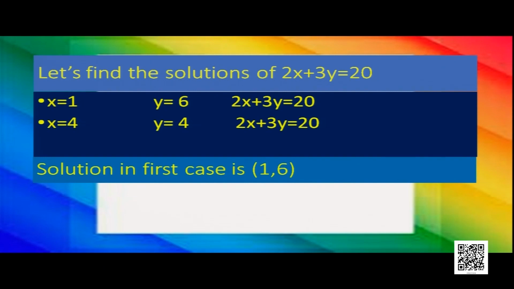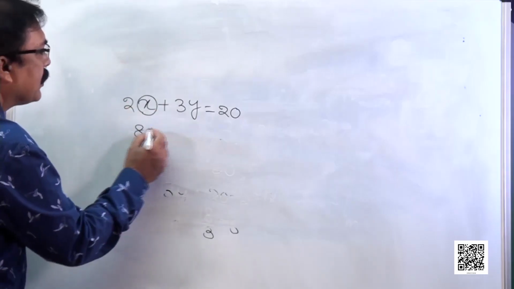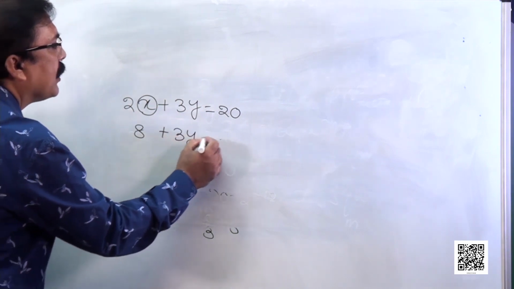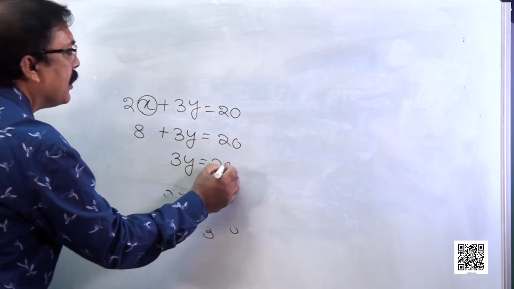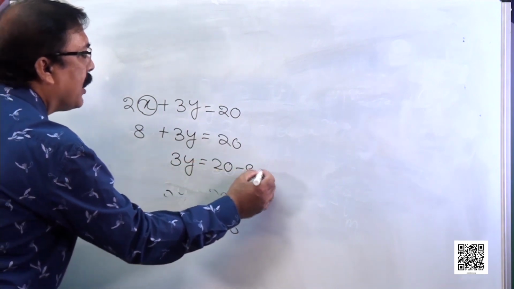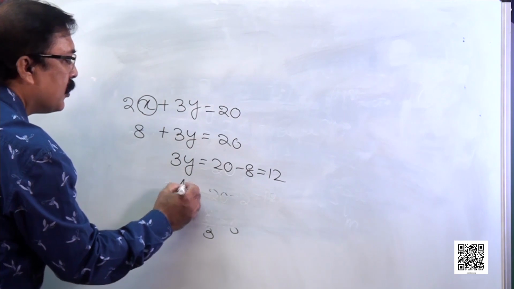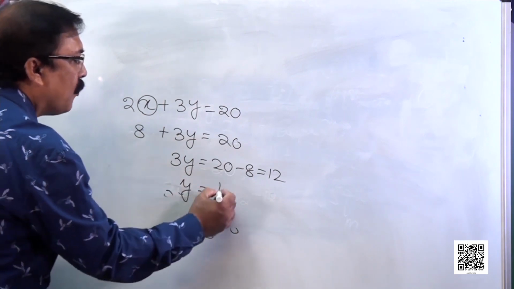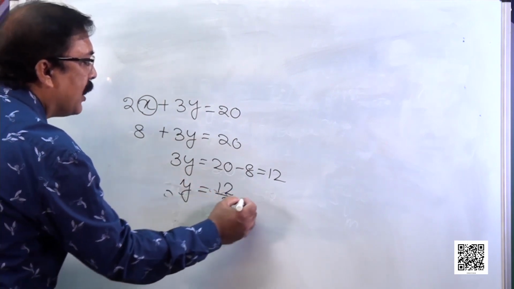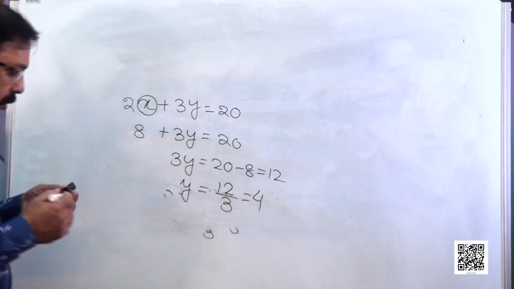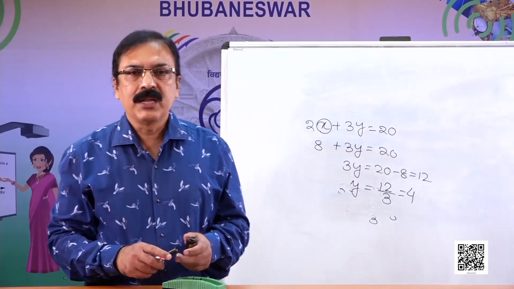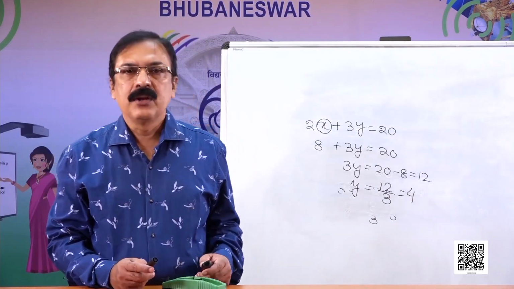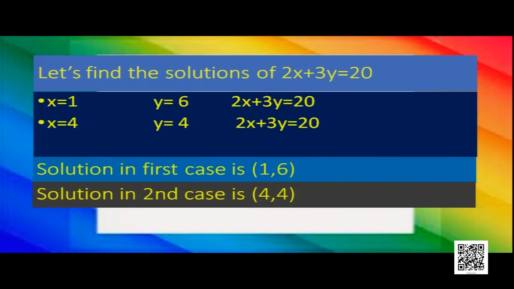20 minus 8. So this will become 8 plus 3y is equal to 20, and 3y is equal to 20 minus 8, that is 12. So the value of y will be 12 by 3, that is 4. That means the solution is (4, 4).